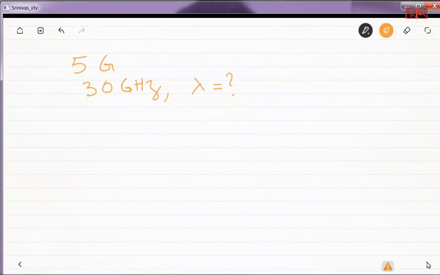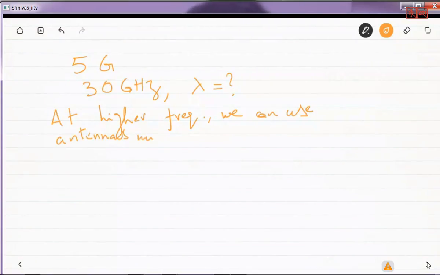So one of our main motivations is that at higher frequencies we can use antennas with smaller dimensions. That's one of our motivations.